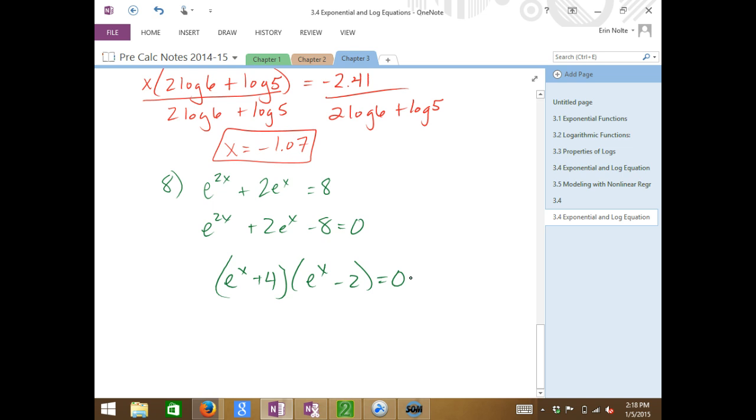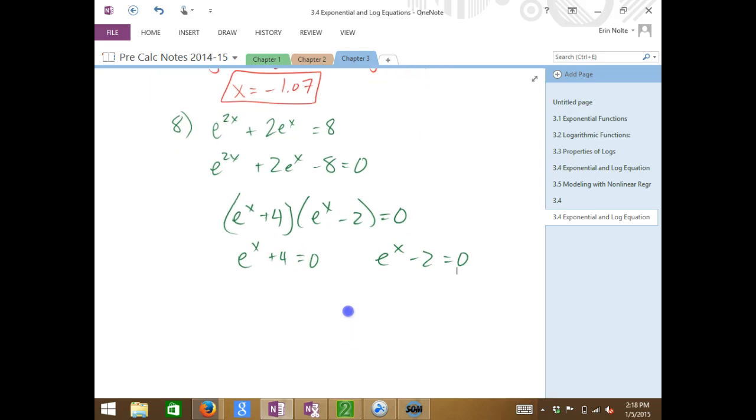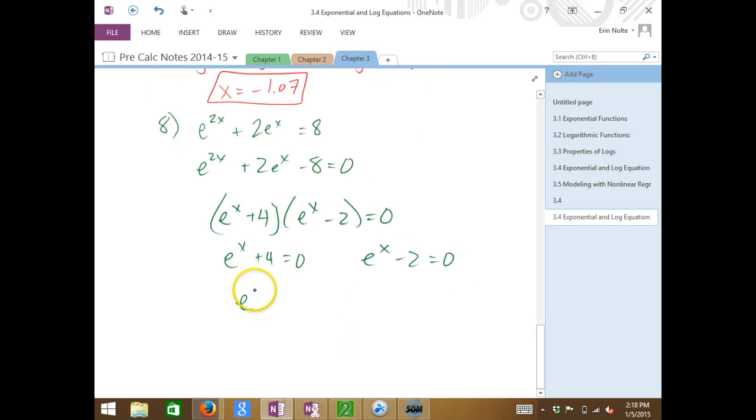Okay, so now all I have to do is set the quantities equal to 0 to find the 2 possible answers. So e to the x plus 4 is equal to 0. E to the x minus 2 is equal to 0. So on that first equation, what do I do? Take away 4. So subtract 4, and now I'm going to convert it to logarithmic form.